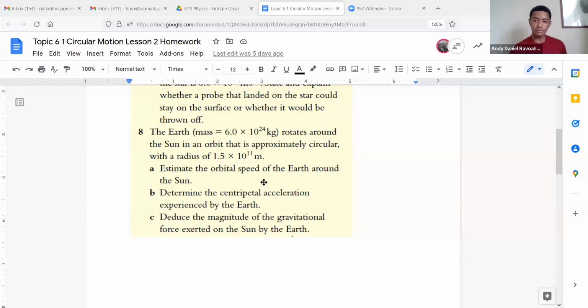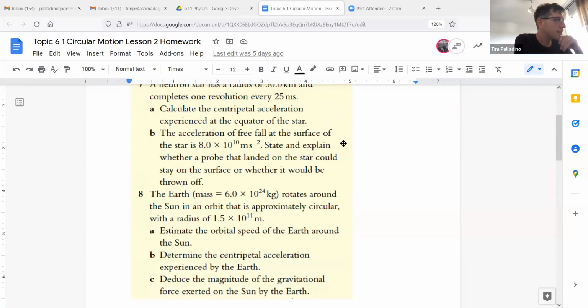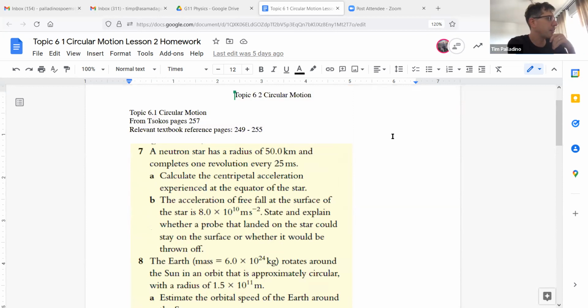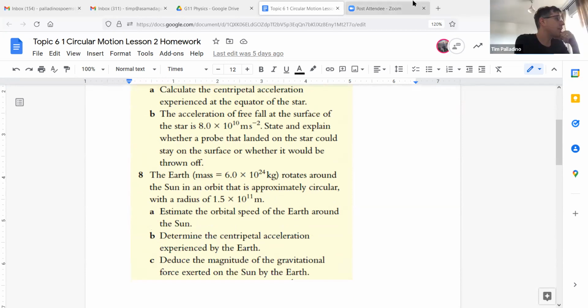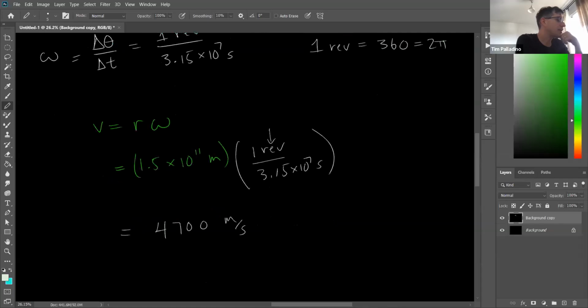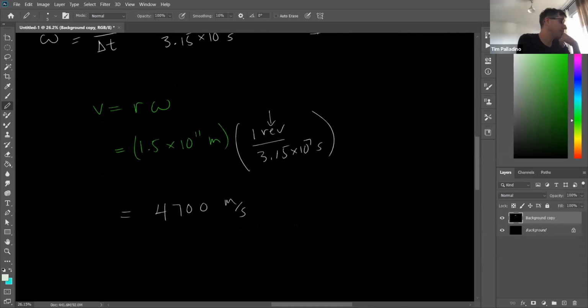Wait, Tim? Yeah, go ahead. In the book, it has a different answer. Can you tell me what number they say? Yeah, 30 kilometers per second. Oh, so check it out. They give it to you in kilometers per second, so then say 30? Yeah. Let me just check that.